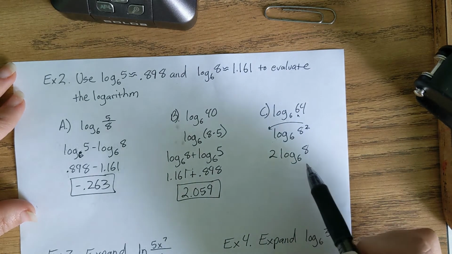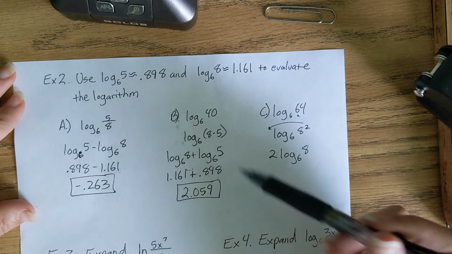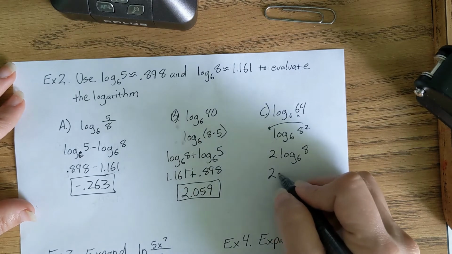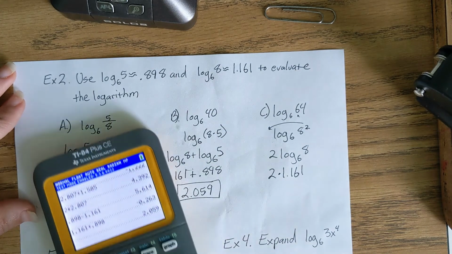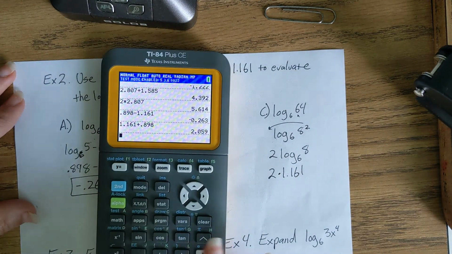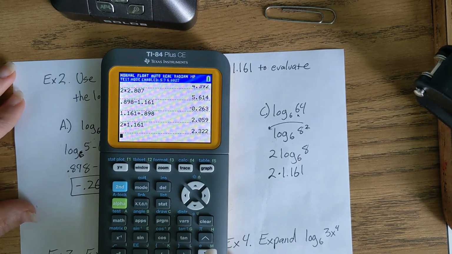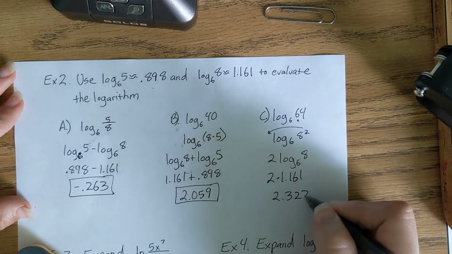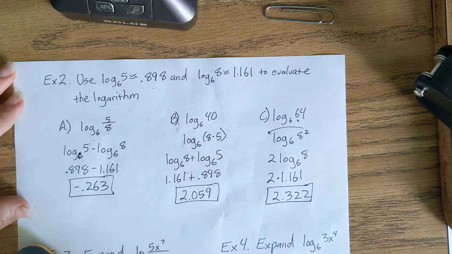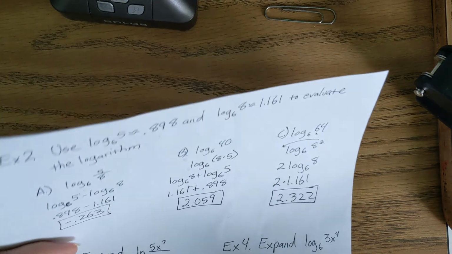And I do know what the approximation of log 6, 8 is. That's right here. It's 1.161. So I'm going to do 2 times 1.161, and that's going to be my answer for this. So I'm going to put that in, 2 times 1.161. You should get 2.322 as your answer. All right, so let's go on to the next problem.